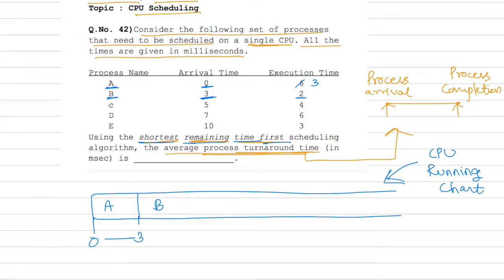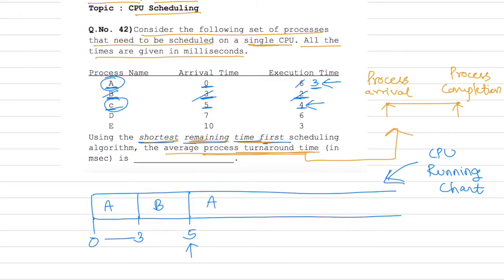B has an execution time of 2 seconds, so it will continue till 5, and the next arrival of a process is at 5. So at 5, B gets completed and gets out of the system. Now at the 5th second we have two processes competing for the CPU, process C and process A. C is at 4 and A is at 3. So again we choose the shortest one, and A gets picked up.